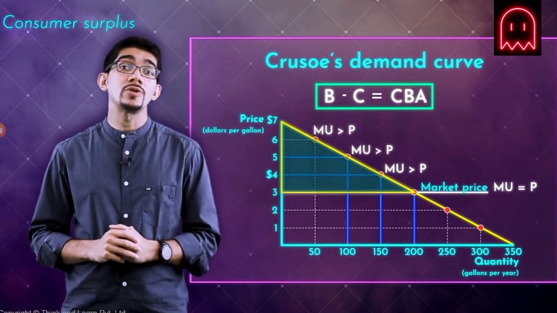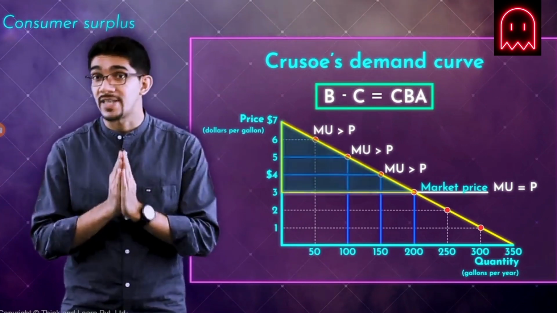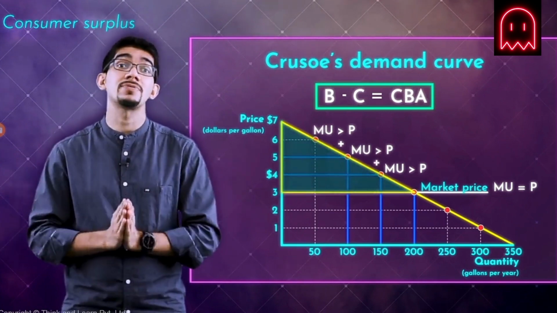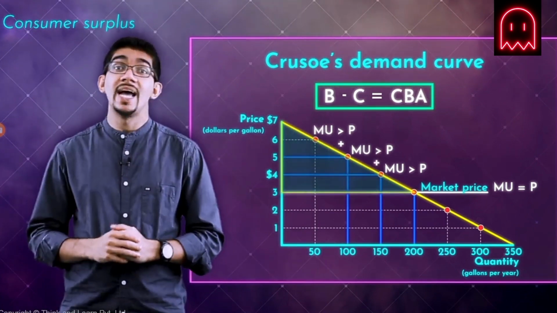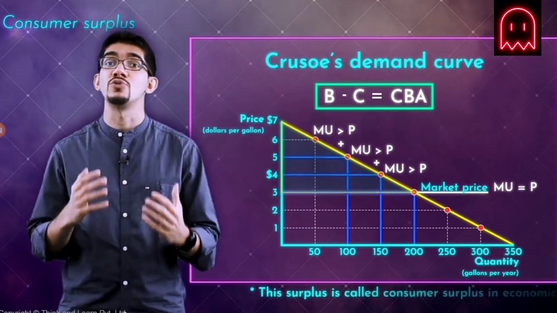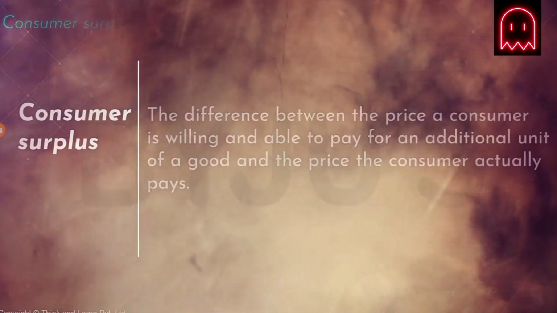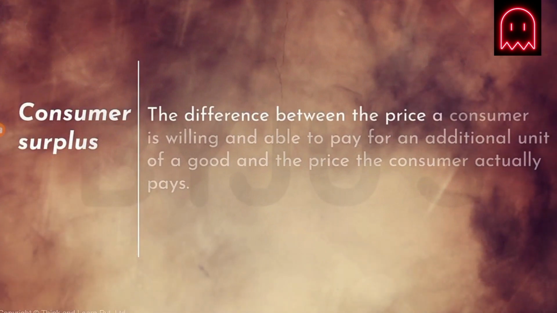That is, Crusoe is getting a surplus in every previous item, and we can sum up all these surpluses to get his total surplus from that entire purchase. And this surplus is called consumer surplus in economics. Let's define consumer surplus now. It is the difference between the price the consumer is willing and able to pay for an additional unit of a good and the price the consumer actually pays. For the whole market, it's the sum of the individual consumer surpluses.